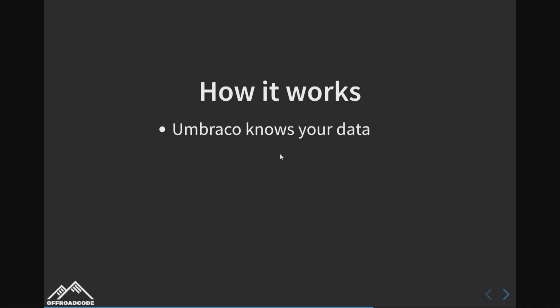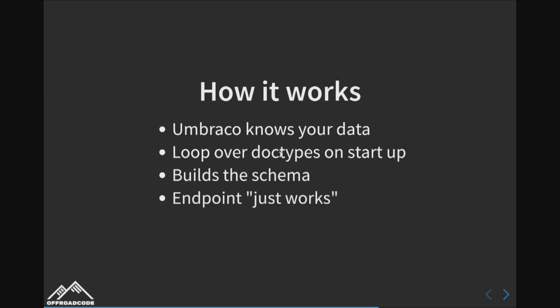So how's it work? How have we managed to do it? So Umbraco knows your data. GraphQL just needs to know about it. So on startup, we loop over all your doc types and we start building up this magic schema. From that schema, we can then just point the endpoint to it, and from then on, it just works. There's actually not much that we have to do beyond that.